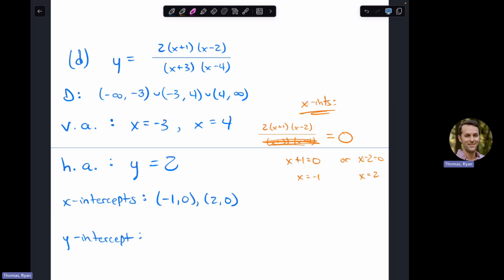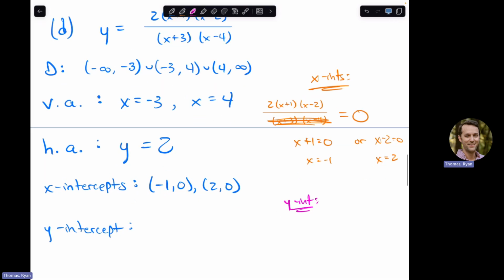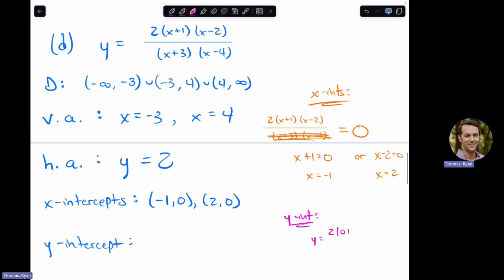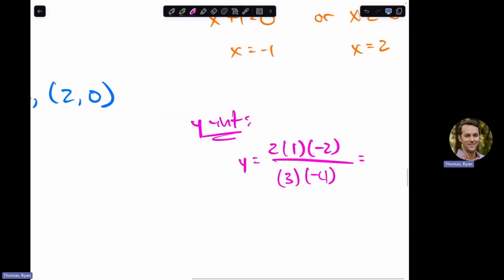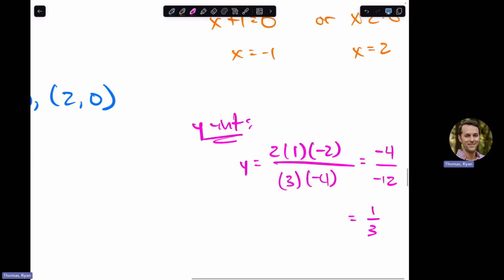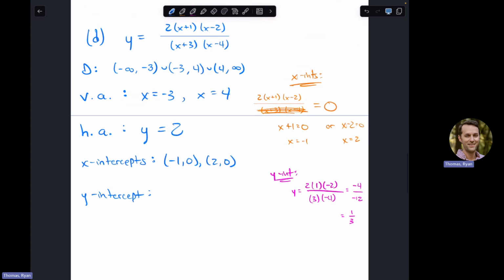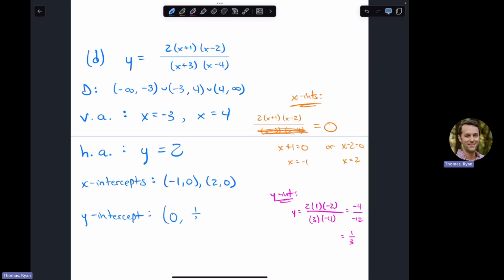Okay, and what about the y-intercept? Plug in 0 for x. We get 0 plus 1. Oh, sorry. 0 plus 1, 0 minus 2, 0 plus 3, 0 minus 4. And then do the arithmetic. That's -4 over -12, which reduces to 1/3. So the y-intercept is, again, a point. I'm going to write it as a point, (0, 1/3).